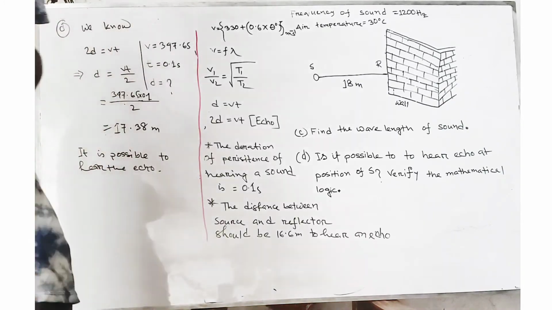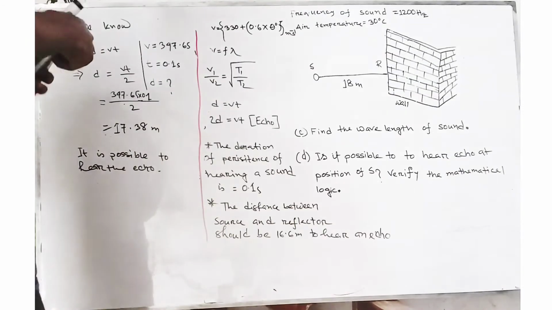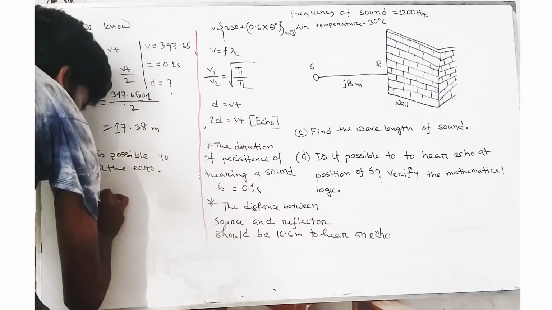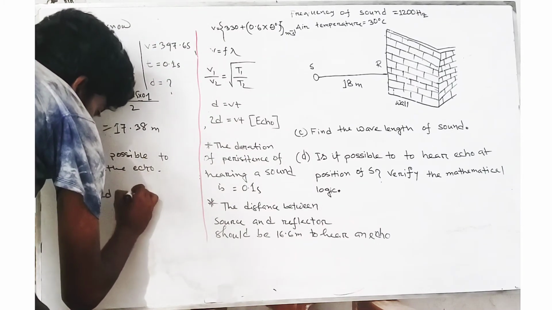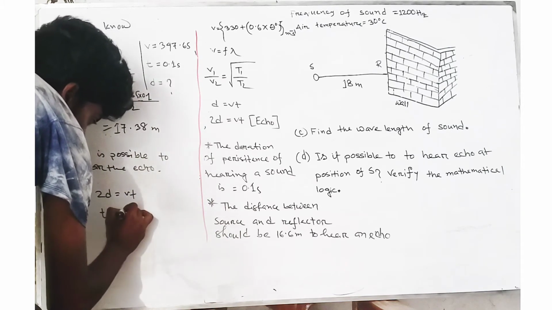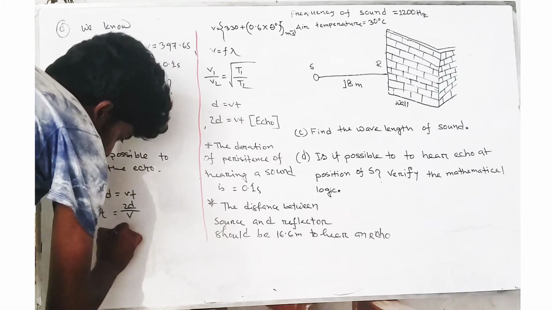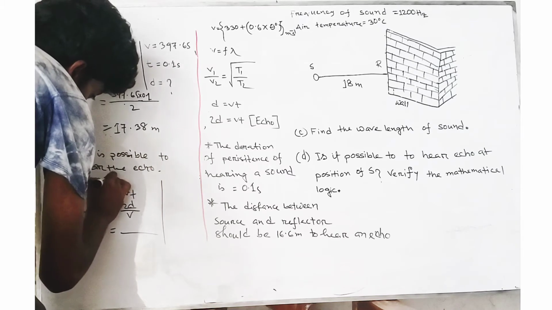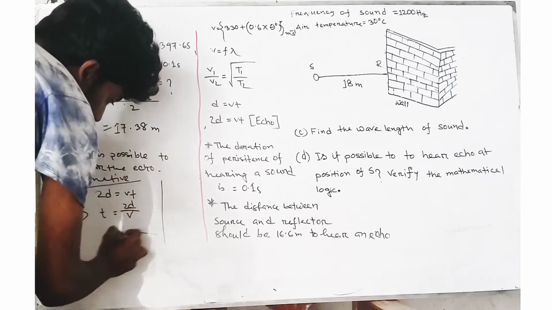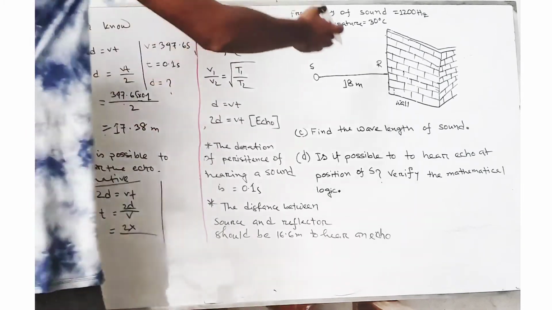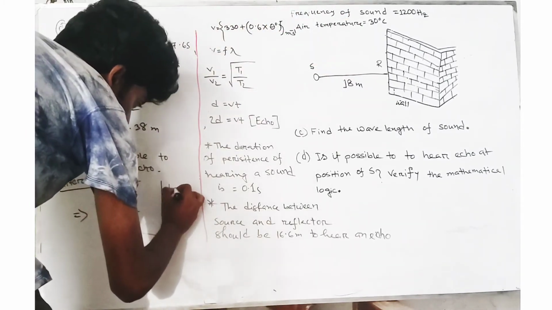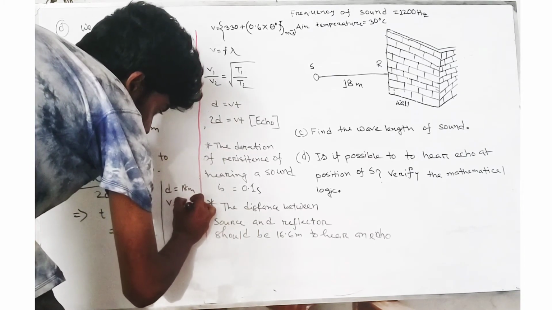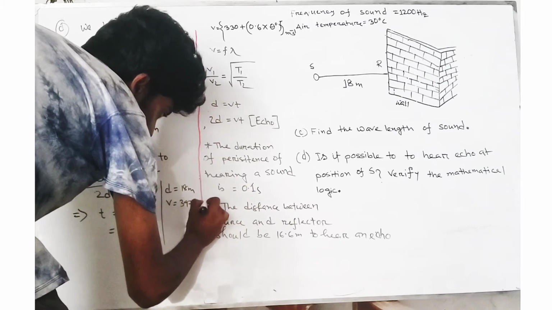You can use the alternative process also, so I'm going to solve it with the alternative method. The same formula, 2d equal to vt. Here we will find the value of t, so t equal to 2d by V. Here 2 into d, d is given 18 meter, and V is 347.65 meter per second.